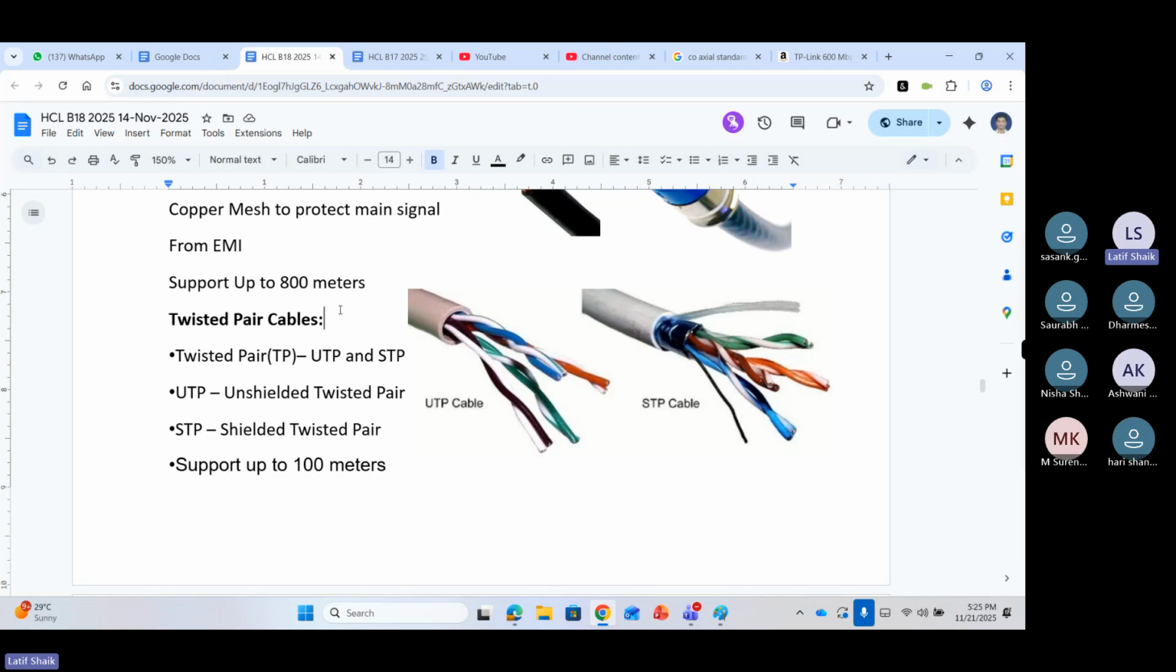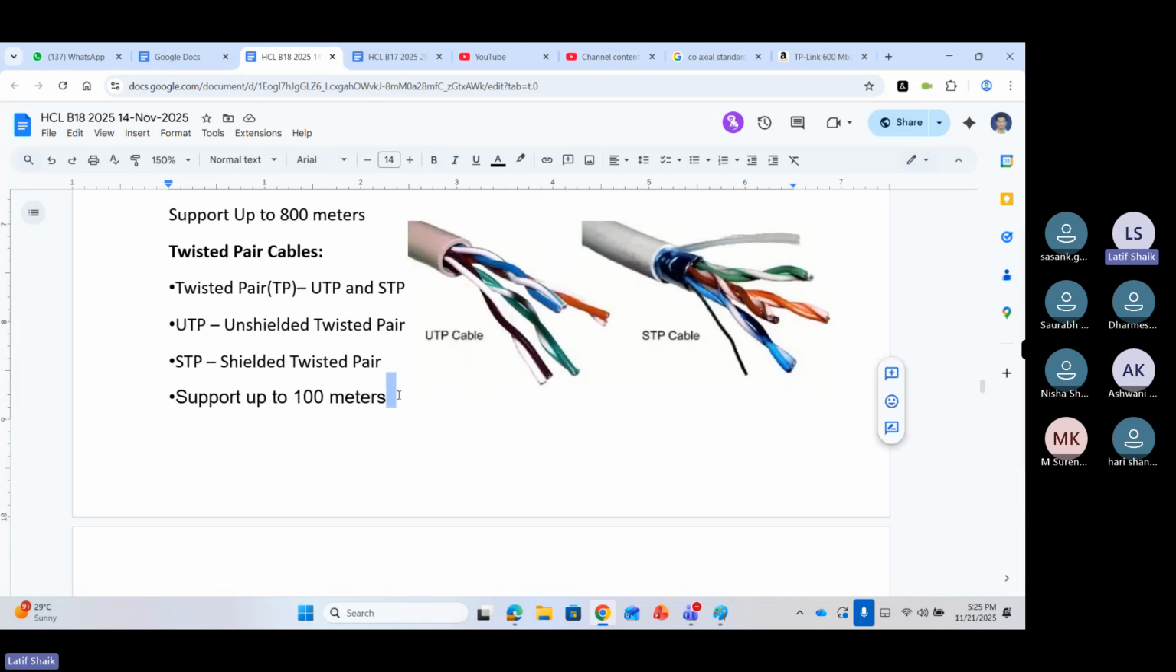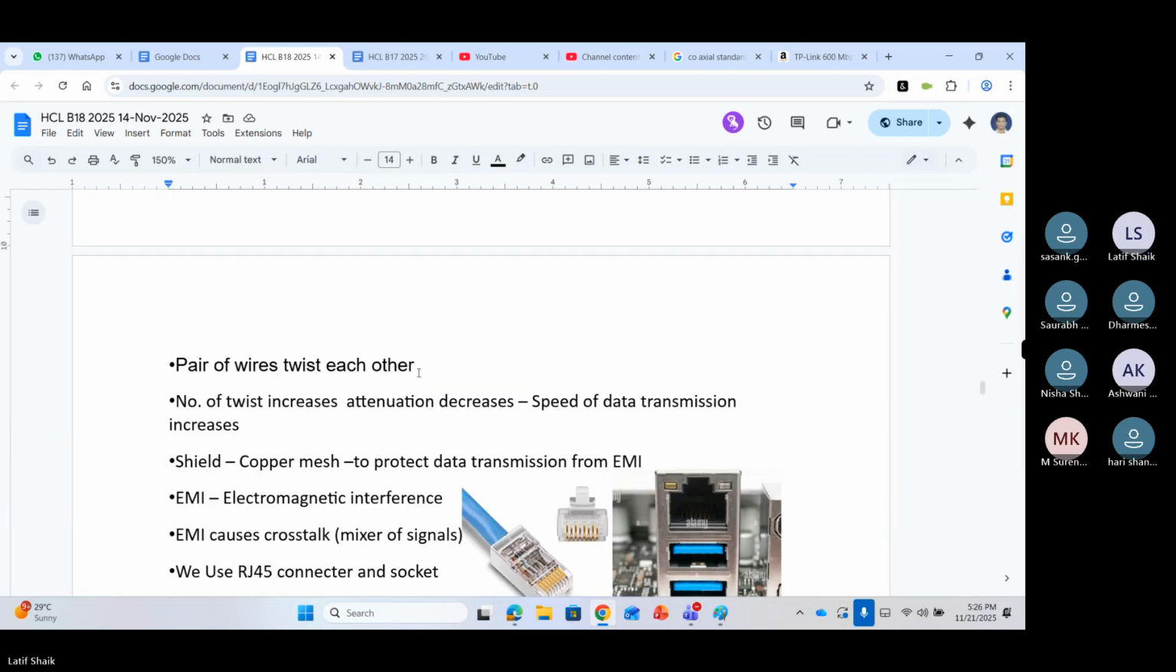And these twisted pair cables support up to 100 meters. In a twisted pair cable, the pair of wires are twisted around each other. Generally, these twisted pair cables have 8 wires. That's why we call them a 4-pair cable. The pairs of wires are twisted around each other.